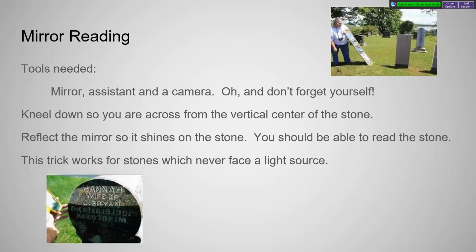You want to kneel down across from the vertical center of the stone. So vertical center, we're talking up, down. You want to just move that mirror back and forth so it reflects, so it shines on the stone. And then you should be able to read the stone. If you look in the bottom left corner of this, you can see how that works. Now, this is for stones that never face a light source. So we're talking under a tree, permanently in a dark area. This is not for regular stones.